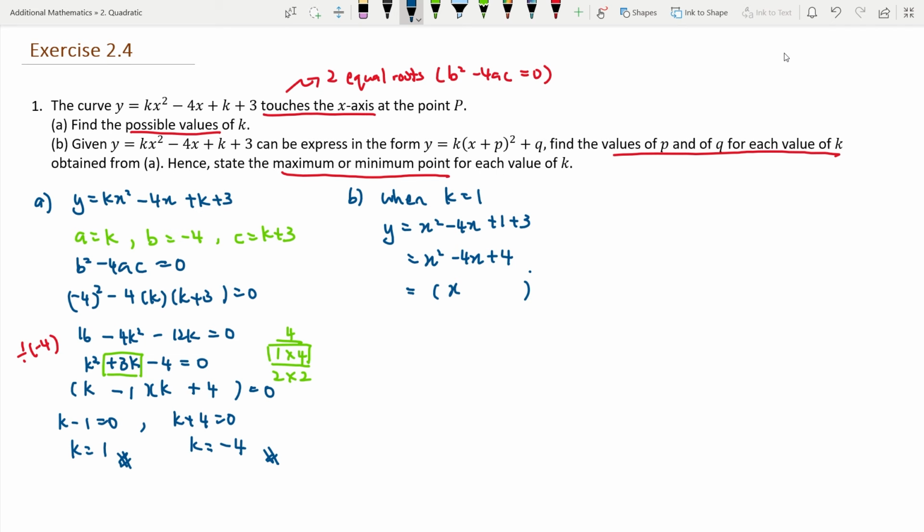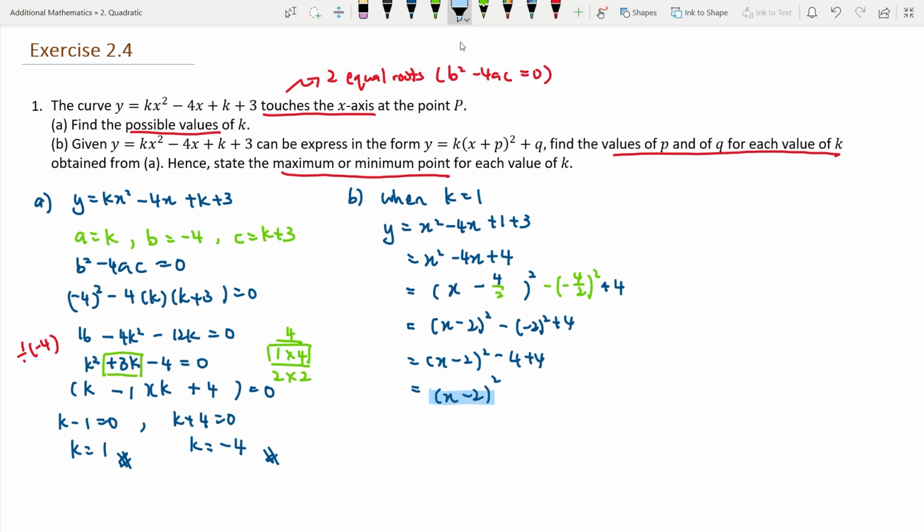We put the x here and the square here, minus b over 2. Then we need to minus negative 4 over 2 squared, and also plus 4. Then we simplify the equation: x minus 2 squared minus negative 2 squared plus 4, which is x minus 2 squared minus 4 plus 4, equal to x minus 2 squared. Compare the equation we get with the given equation. When k equals 1, p equals negative 2, q equals 0.